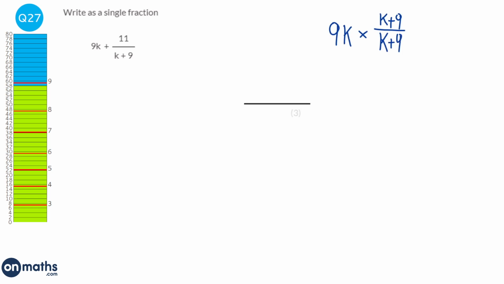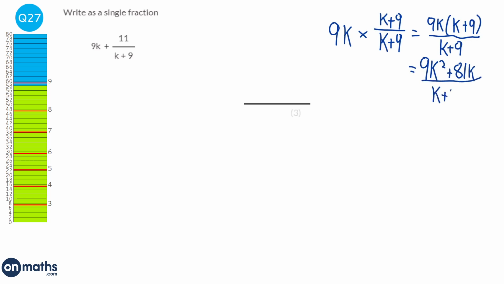So we're doing 9k times 1. So we're keeping it the same. We're keeping it as 9k. So what we do when we times a term by a fraction is we times the top, the numerator of the fraction. So it's going to be 9k brackets k plus 9, and all of that over k plus 9. Expanding the brackets, we get 9k squared plus 81k over k plus 9.